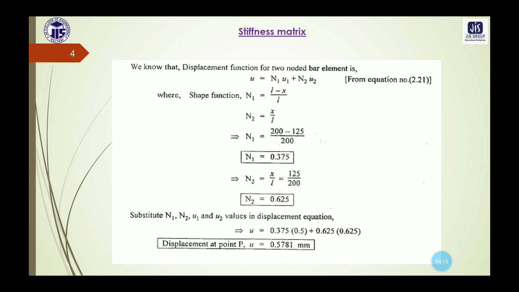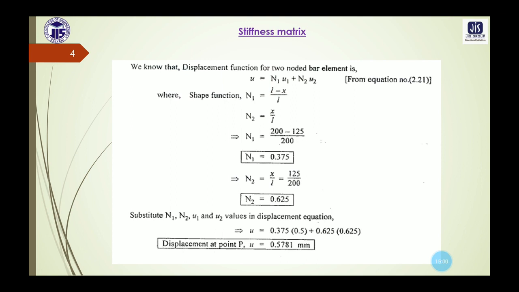So to calculate the displacement, we need to use the displacement function for this two noded bar element. The formula for the displacement function, small u, equals N1 u1 plus N2 u2. So we need to use this formula whenever we need to calculate the displacement for such type of numerical. Now this N1 and N2 are actually the shape functions or the interpolation functions. The formulas for N1 and N2 are given here: N1 equals (L minus x) by L and N2 equals x by L.